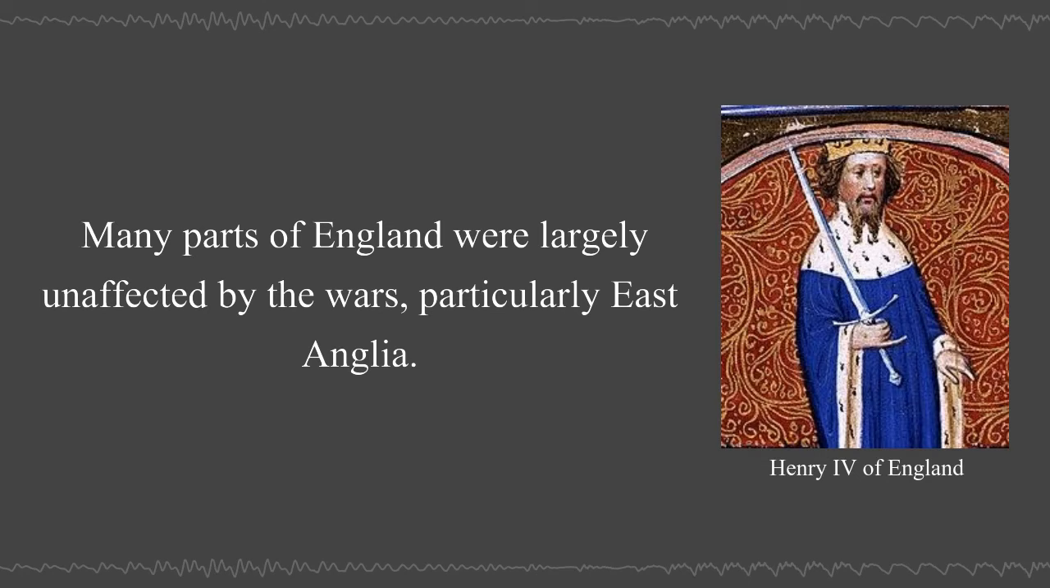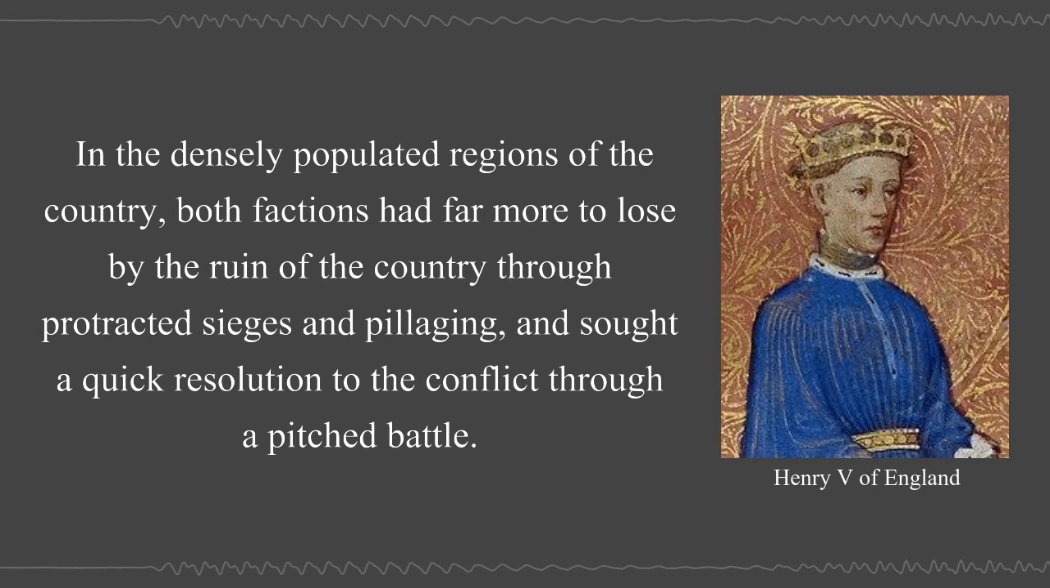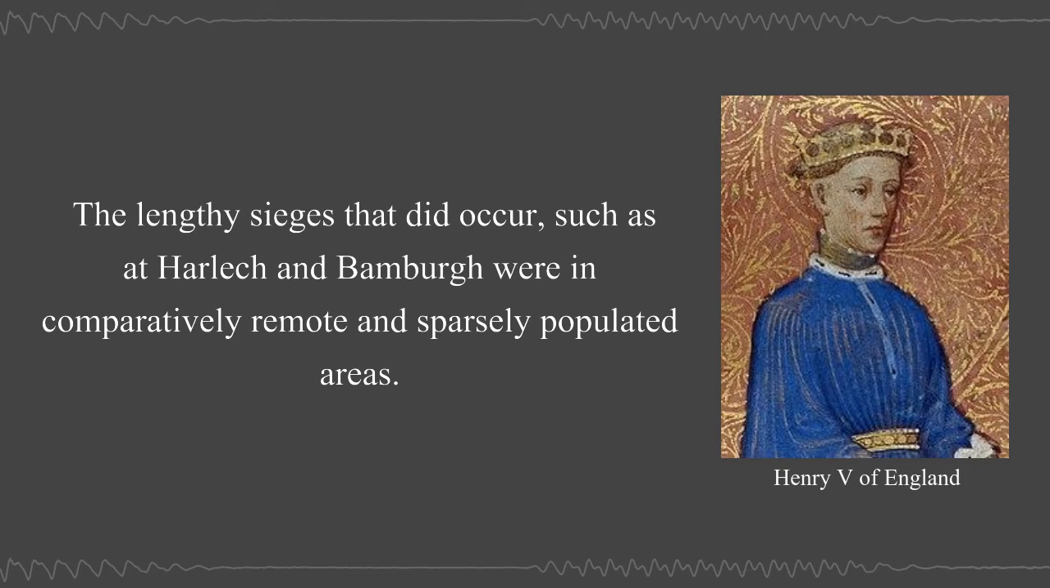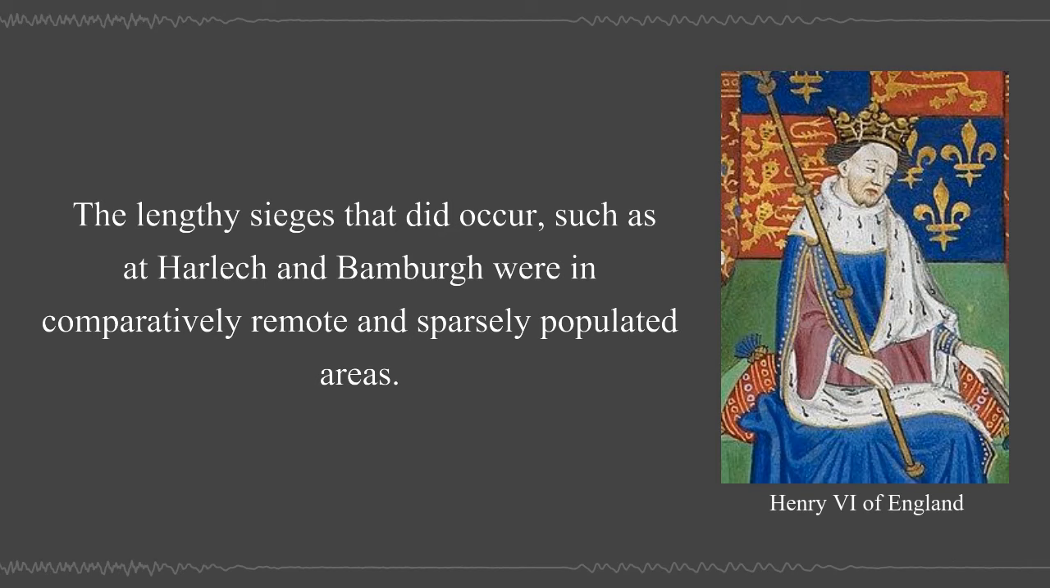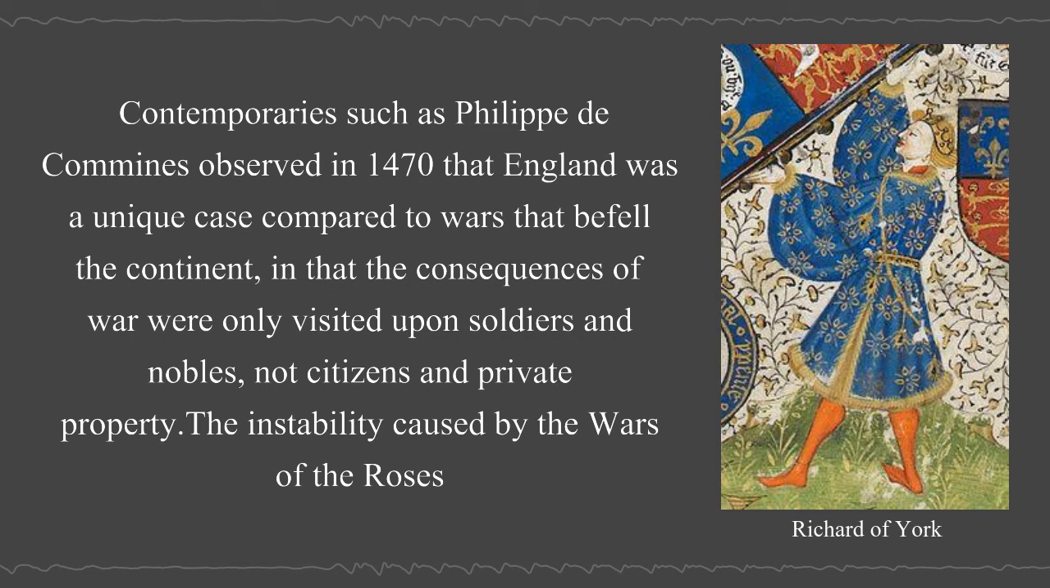In the densely populated regions of the country, both factions had far more to lose by the ruin of the country through protracted sieges and pillaging, and sought a quick resolution to the conflict through a pitched battle. The lengthy sieges that did occur, such as at Harlech and Bamburgh, were in comparatively remote and sparsely populated areas. Contemporaries such as Philippe de Comines observed in 1470 that England was a unique case compared to wars that befell the continent, in that the consequences of war were only visited upon soldiers and nobles, not citizens and private property.